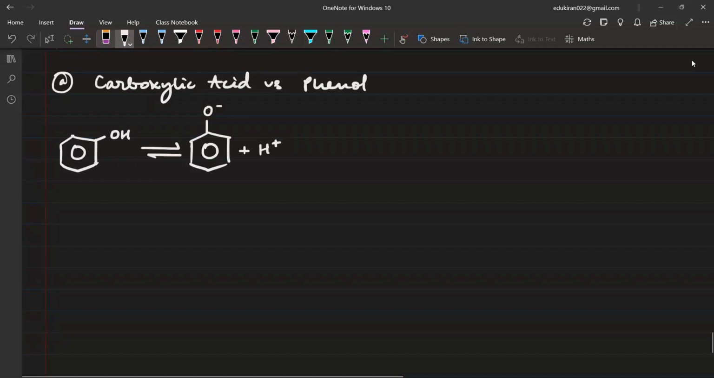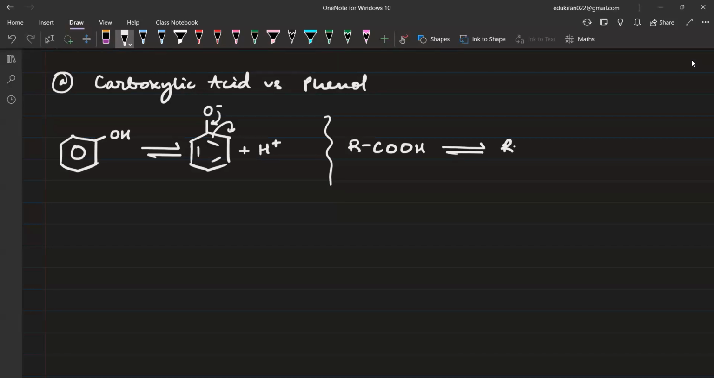Now, if I show the resonance, then this is having resonance like this. When I talk about carboxylic acid, then carboxylic acid is RCOOH, and it is going to break apart into R, C double bond O, O negative plus H positive. Now, in this case, the resonance is like this. This O negative, it goes here.